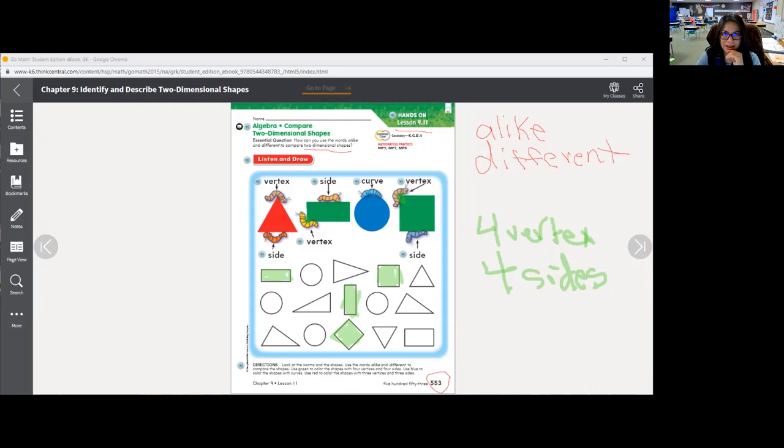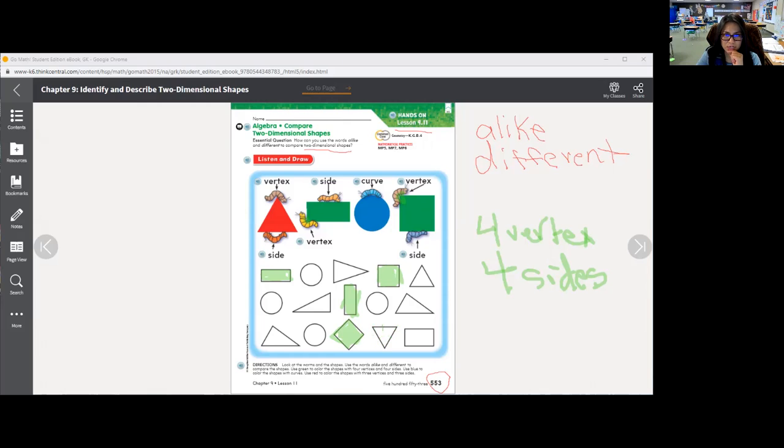Yes. Let's count that. Let's find out if you are correct. 1, 2, 3 sides. 1, 2, 3 vertex. It does not have 4. So no, it is not, Desmond, okay? Remember, it has to have 4 sides. Make sure you're counting them, okay?